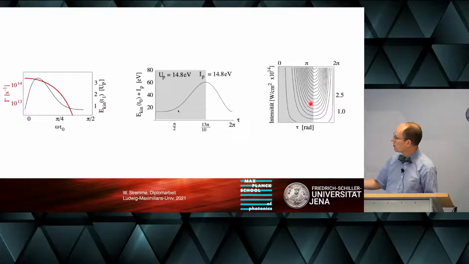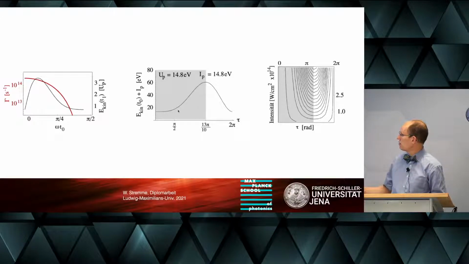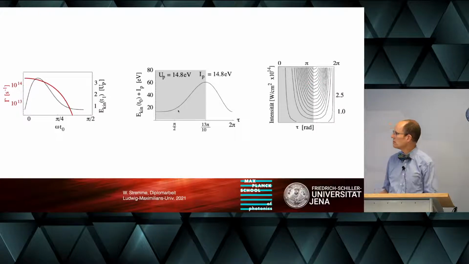At the cutoff, there's only one trajectory. Both trajectories converge to one, right? And beyond that, there's nothing. And of course, the lower the harmonic, the lower the intensity at which you can produce them.